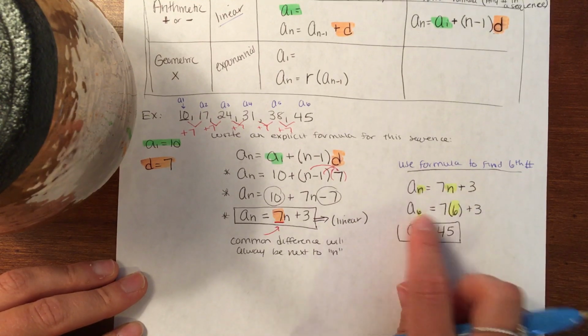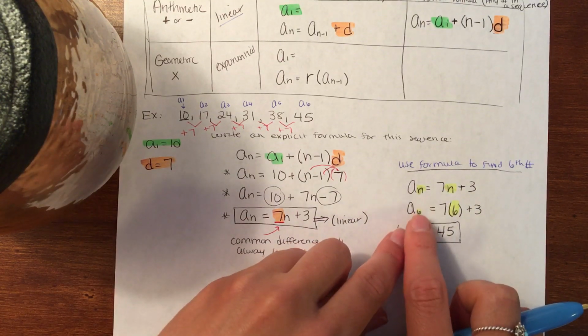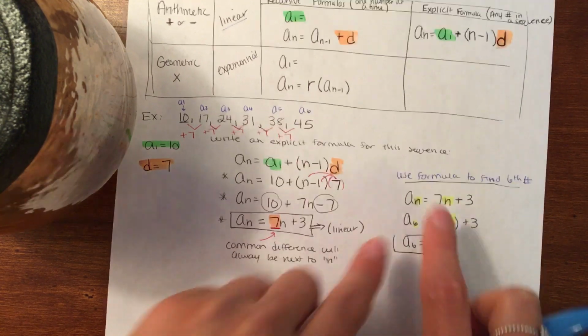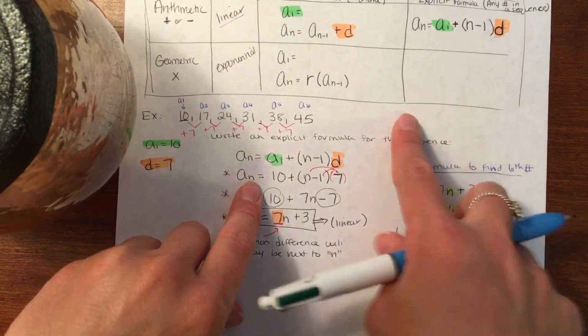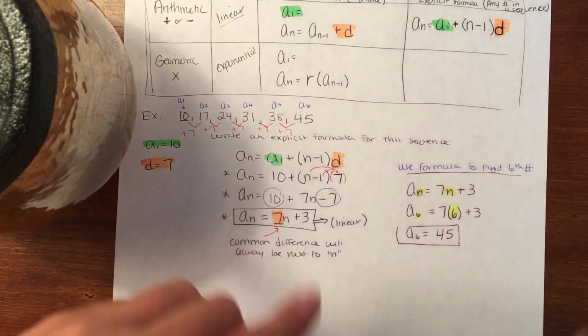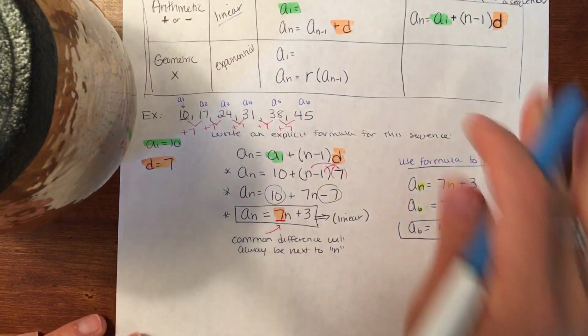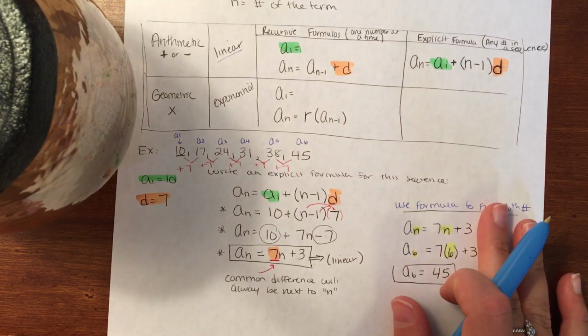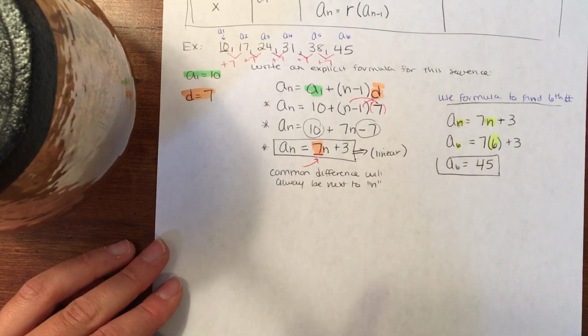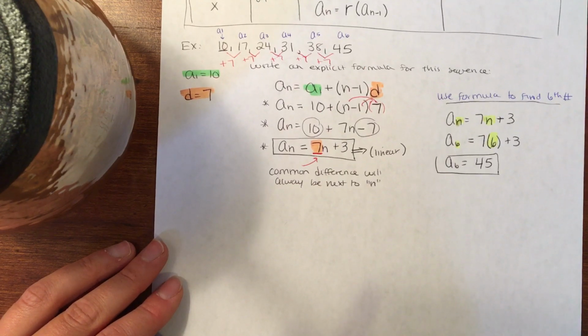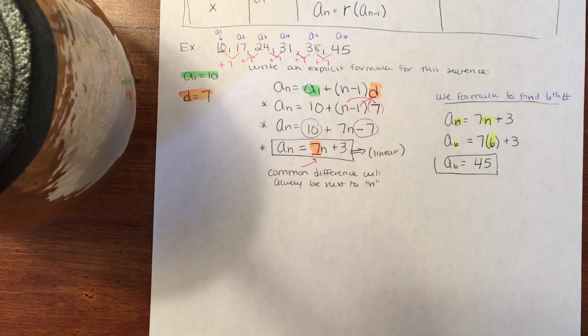I can plug any number in. I could plug 100 in here. I could plug in 200, 300, 400, and find the 400th number in the sequence without having to find each number. That would take forever, right? So that's why these explicit formulas are nice, okay? I'm going to do one more example, and then I'll send you on your way.